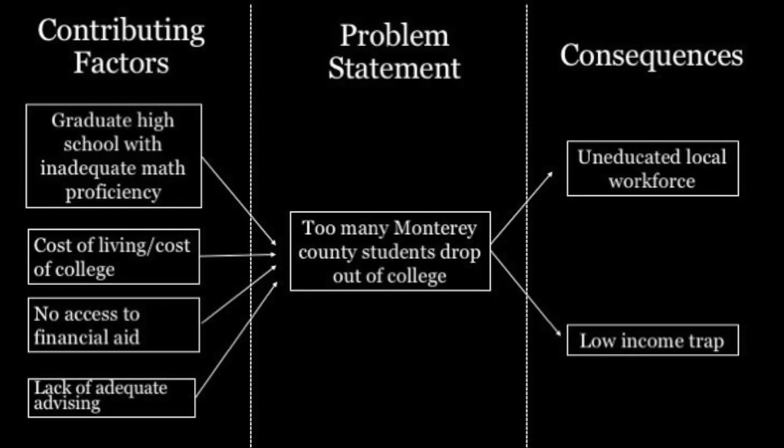and they make poor decisions that lead them in a path that doesn't allow them to finish their desired degree. Now, if we let this go on, if too many students drop out of college and cannot get bachelor's or associate's degrees, then the consequence of that is having an uneducated local workforce and having pockets of lower income in our community, which is what would happen if too many students don't finish college and are stuck with student debt.